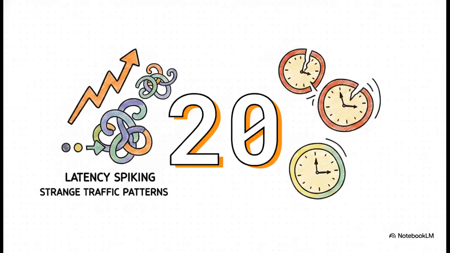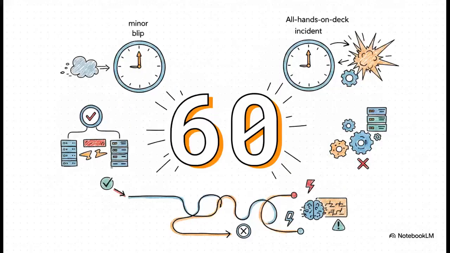But then, exactly 20 minutes later, the alarms start going off. Out of nowhere, latency is spiking across the board. And your predictions? They're starting to look subtly, just strangely wrong. Usually it's because of some bizarre, completely untested traffic pattern that nobody even thought to account for. Now, the clock is ticking. What happens in the next 60 seconds literally decides everything. Those next few moments determine whether you're dealing with a minor, totally forgettable blip, or a full-blown, all-hands-on-deck incident.